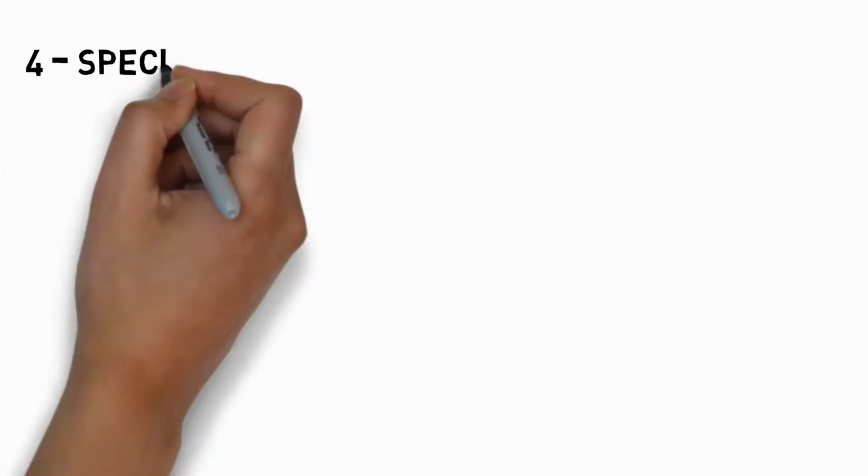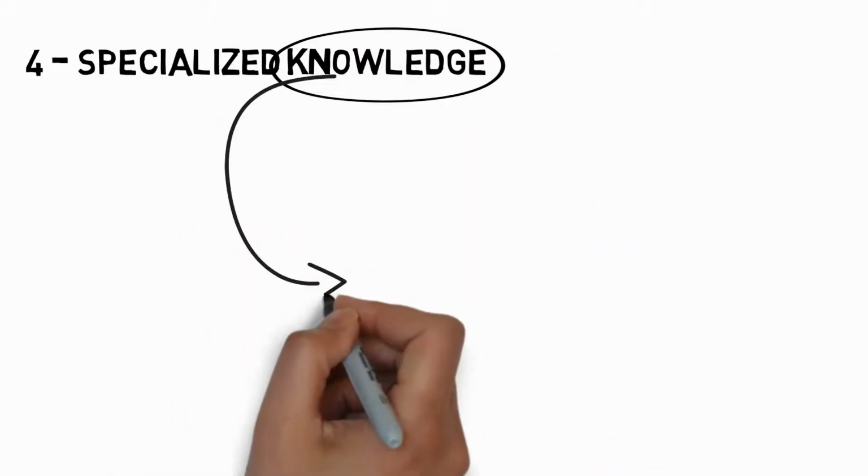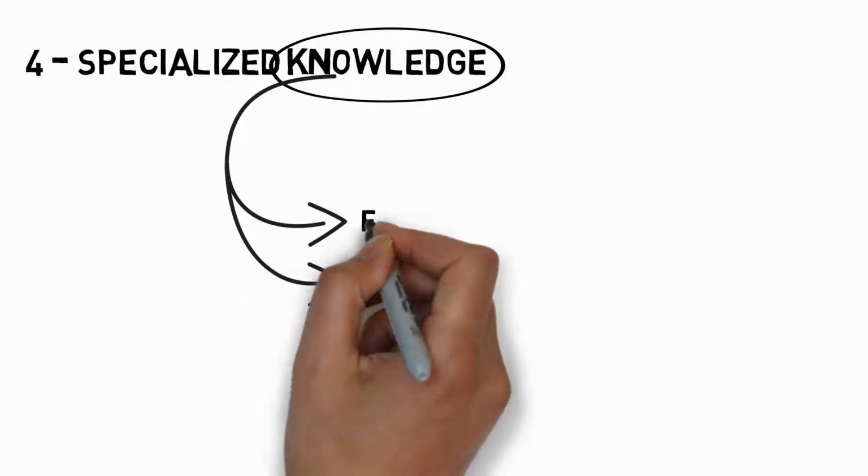Step number 4 is specialized knowledge. Hill divides all knowledge into 2 major categories, specialized and fundamental. Fundamental knowledge is the one we all get in school.